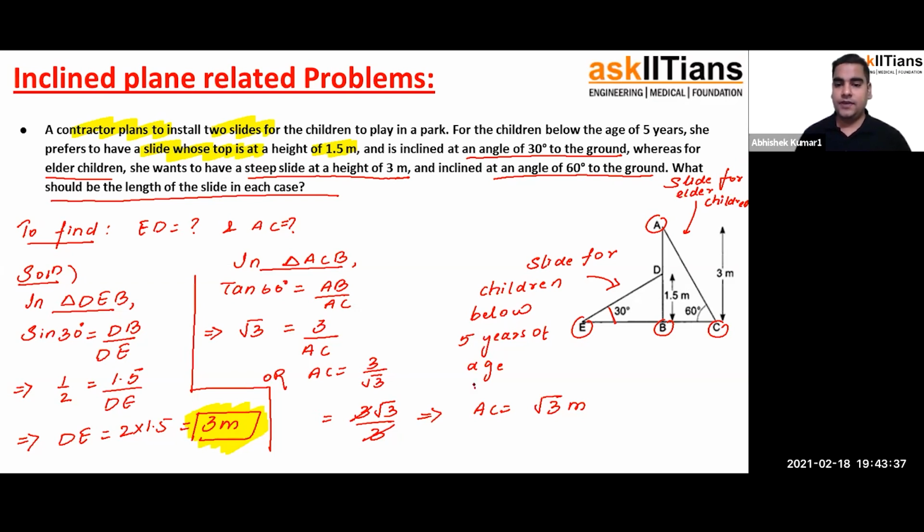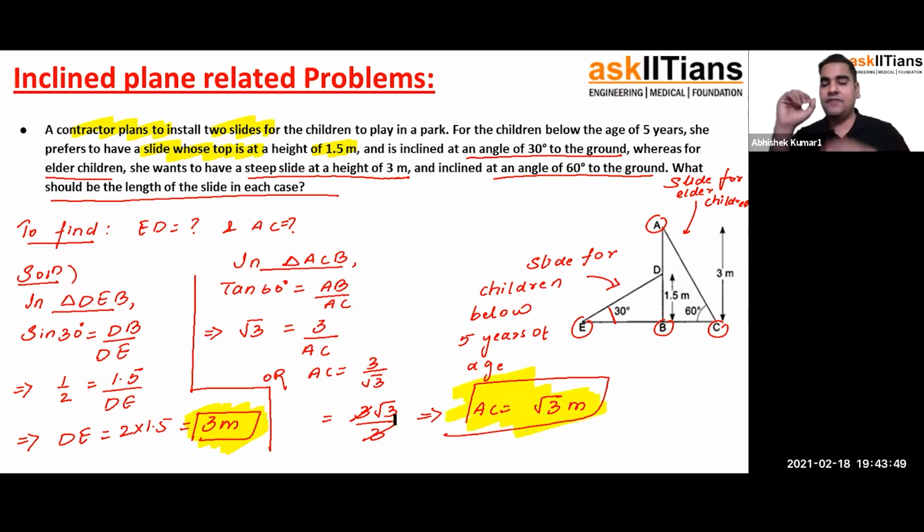All right. Okay. So that means the slide which is meant for elder children is going to have length root 3 meter. Is that clear? So basically here all you have to do is identify the triangles in which you have to apply the concept of trigonometry.